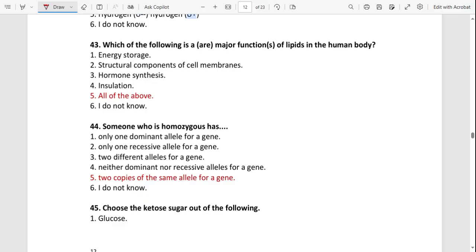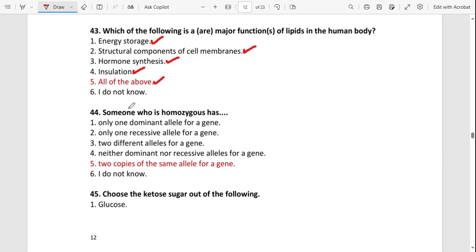Which of the following is or are major functions of lipids in the human body? Lipids will store energy. They are used as structural components in the cell membrane, for example, the phospholipid bilayer. They are also used to make hormones, for example, the thyroid hormone. They are also used for insulation, like if you have got a lot of lipid, it acts as an insulator. Also used for buoyancy. So it's all of the above.